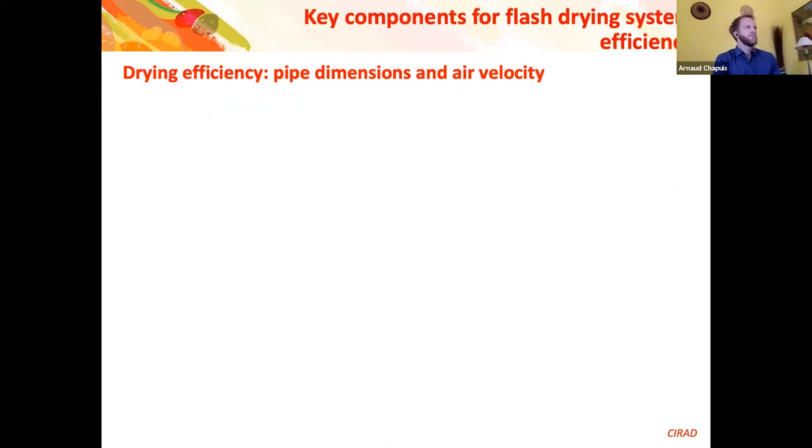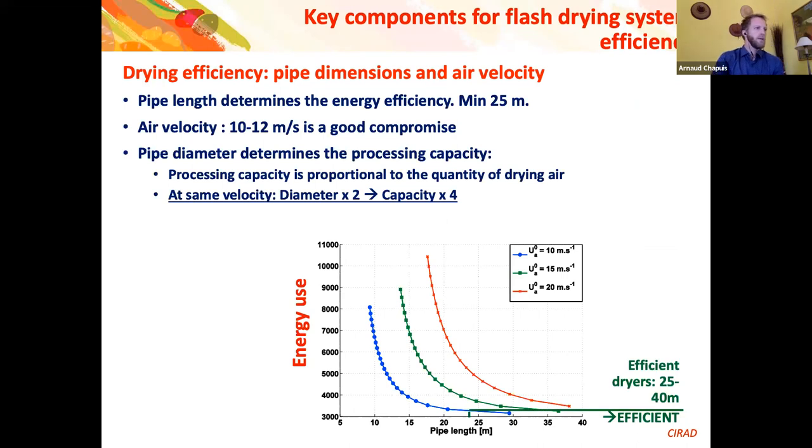So now let's talk about the design guidelines for a flash drying system. The first thing is, of course, the dryer dimensions and operating conditions, mostly air velocity. As Thierry presented yesterday, a major finding of our works is that to be efficient, a flash dryer needs to have a certain length, preferably higher than 25 to 30 meters. That allows to get high efficiency similar to what is found on industrial scale equipment.